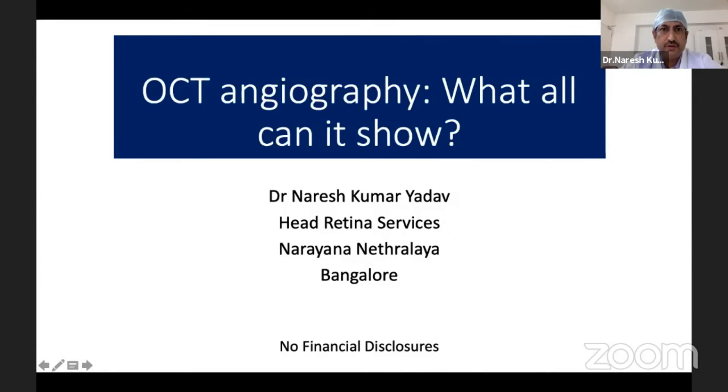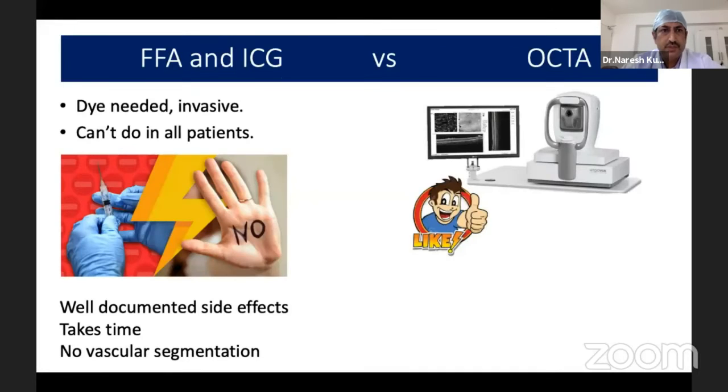I will be speaking on OCT angiography, what all it can show. We all know that FFA ICG is the gold standard to visualize the retinal vasculature, but it's an invasive procedure and you cannot do it in all patients, and it has some well-documented side effects. It takes time and it's two-dimensional, so vascular segmentation is not possible.